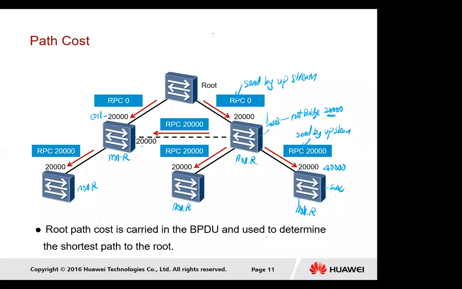You need to know the difference here: they have their own cost, which is the local cost, and they will have an RPC sent by upstream. Upstream gives it to you, telling you that for itself going to the root bridge, this is the number. When it gives it to you, you decide whether you want to use it or not, based on the path cost.